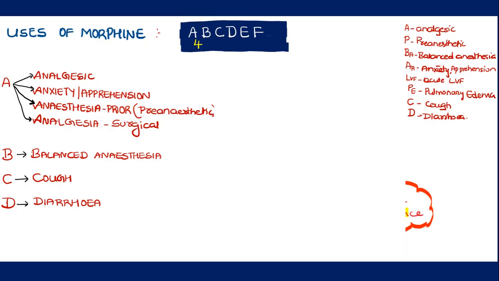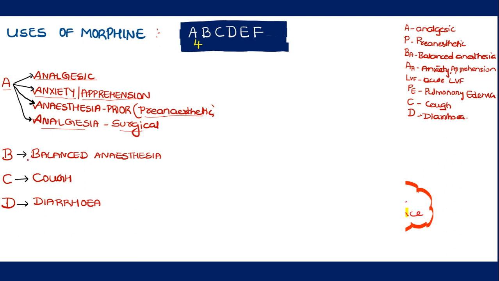Coming to the uses of morphine, they can be remembered through the letters A, B, C, D, E, F, and you should take the letter A four times. A stands for analgesic action; it relieves anxiety and apprehension. It is used as a pre-anesthetic medication, prior to anesthesia, and it also produces analgesia in any surgery, so it produces surgical analgesia.